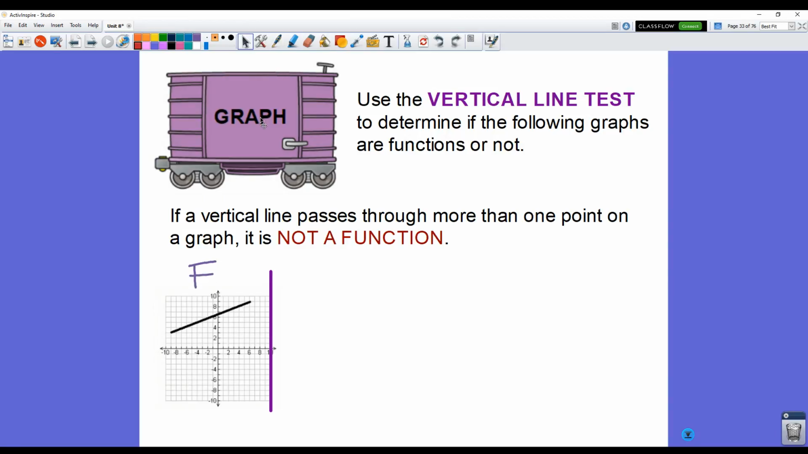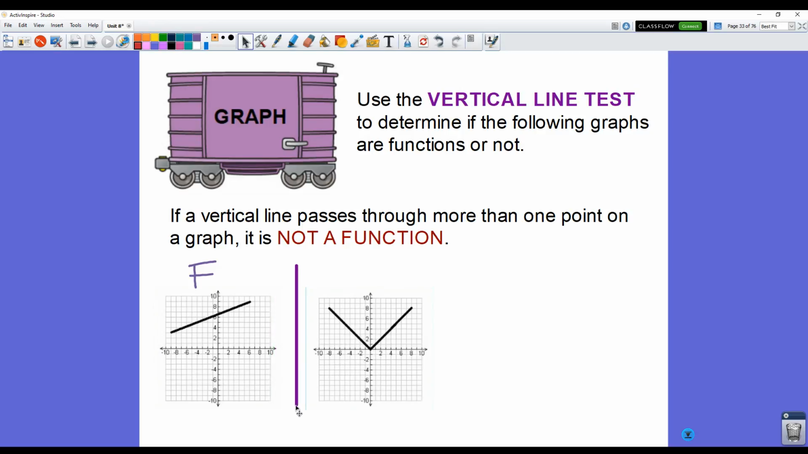All right, let's get a different graph. What about this one? It's a little different shape. It's kind of a V shape. This is actually the graph of the absolute value. Let's see, is this graph a function? When I pull my vertical line, am I touching this graph in two places ever? Not at all. It's only hitting one point no matter where I'm at on the graph. So therefore, this would be a function.